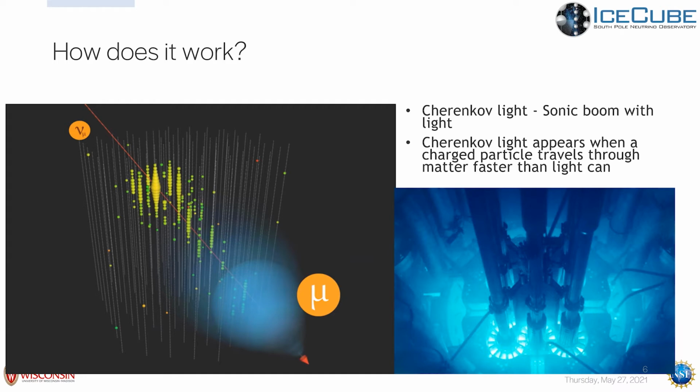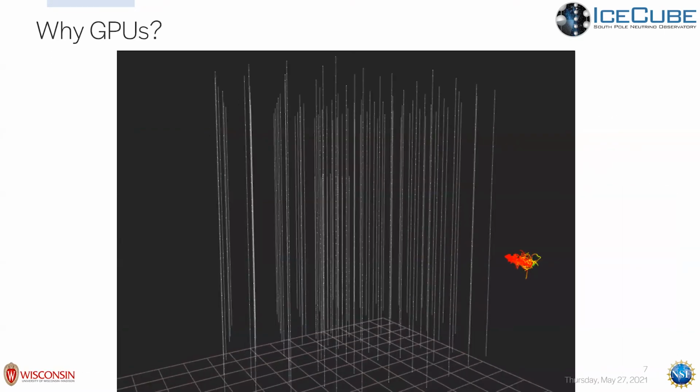And as they travel through the medium, they travel faster than light itself. Ice has a refractive index, so the light itself travels at about a third of the speed, but these particles can travel at nearly the speed of light. So during this, they give off this bluish glow of light. And that's one of the reasons why we basically need GPUs.